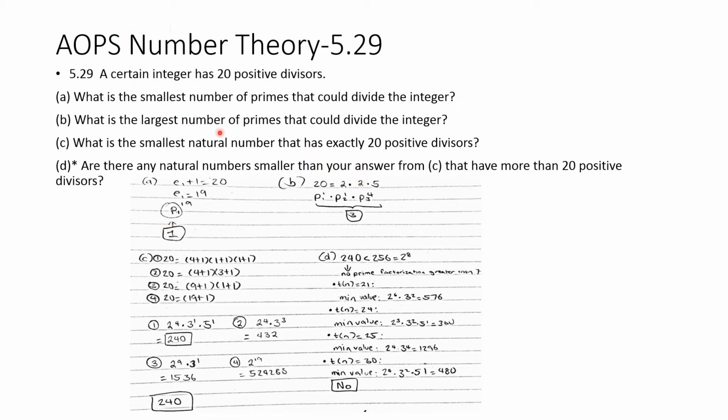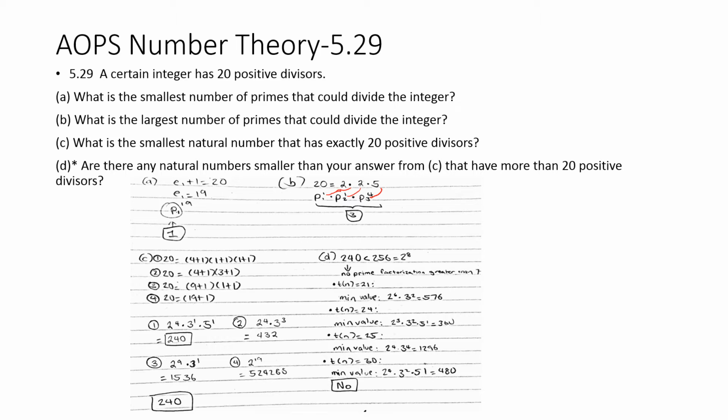B. What is the largest number of primes that could divide the integer? So 20 is equal to 2 times 2 times 5. So prime 1 to the power of 1 times prime 2 to the power of 1 times prime 3 to the power of 4, because 2 minus 1 is 1, and 2 minus 1 is 1, and 5 minus 1 is 4. Now, C, what is the smallest natural number that has exactly 20 positive divisors?